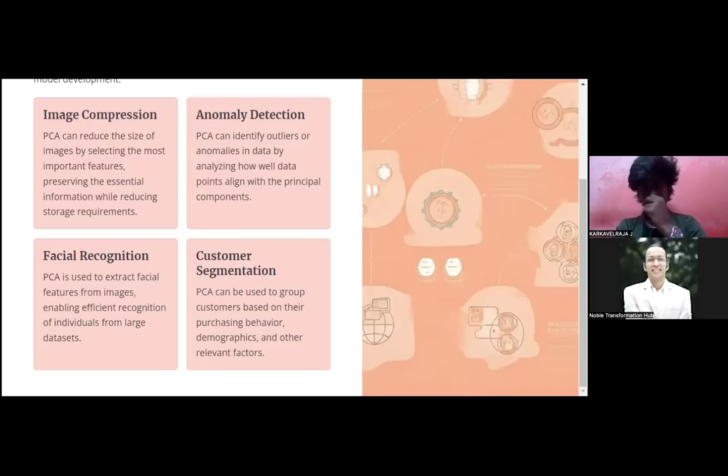Anomaly detection: PCA will identify outliers and anomalies in the data, analyzing how well data points align with the principal components. Then facial recognition: it is going to find the facial features based on the pixels, the design of the face. There would be millions of faces, right? So it will have its own clusters and classifications. It will try to match according to that, so it works very well with facial recognition.